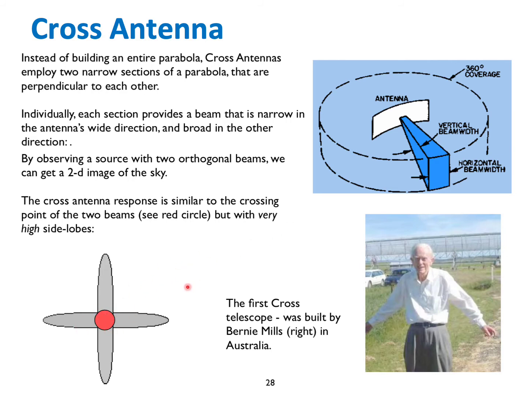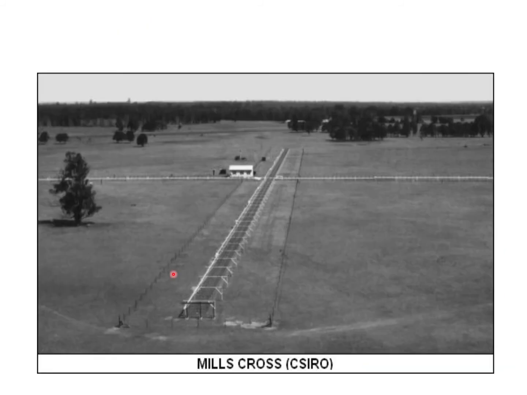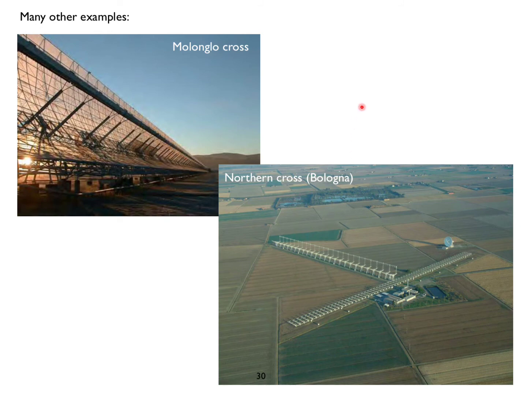And the problem with this design is that you get very high side lobes. Remember, we don't want side lobes because we don't want sensitivity where we're not pointing. So here's a picture of that first cross antenna built by Bernie Mills in Australia. And there are some other crosses as well. That wasn't the only one. There's the Molonglo Cross, also in Australia, and the Northern Cross in Italy.